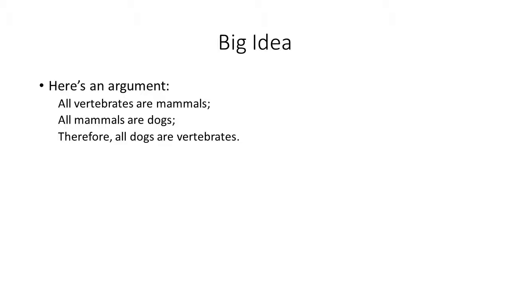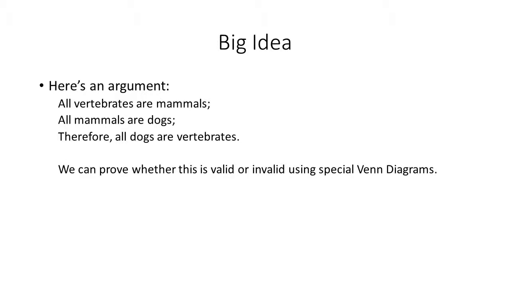Just by looking at it, I don't expect you to have any sort of immediate intuition as to its validity or invalidity. But what we're going to work on this week is setting the groundwork for figuring out whether or not these arguments are valid or invalid. So what we're going to do is build these special types of Venn diagrams and use those to determine whether the argument is valid or invalid.